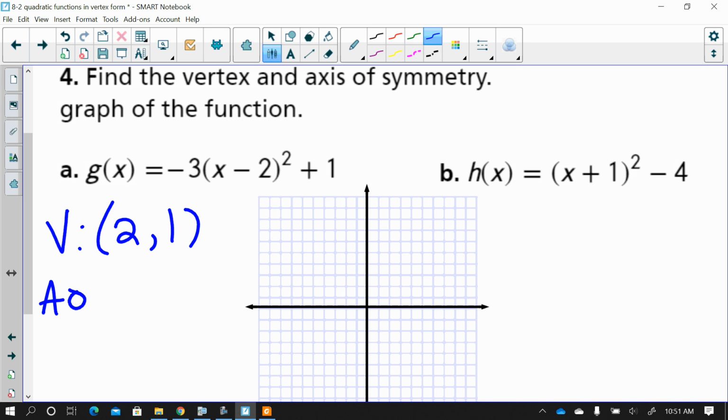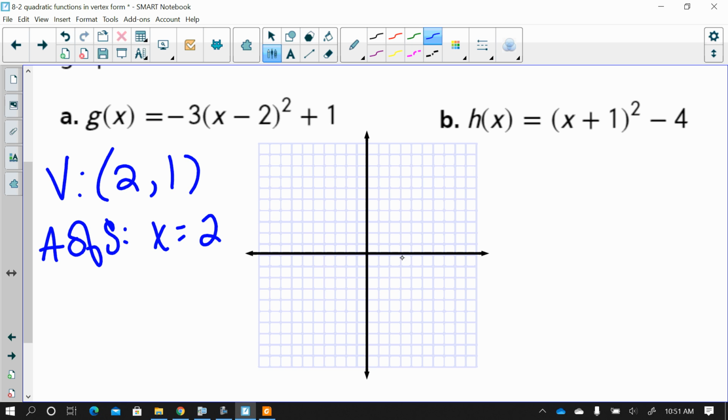So the axis of symmetry is just x equals 2. Okay, so let's go ahead and plot both of those. So 2, 1, right here. And I'm going to dot the axis of symmetry in. The other thing we've got to do is find a couple points. So I'm going to plug in 0.